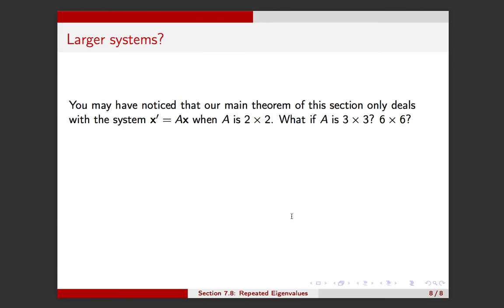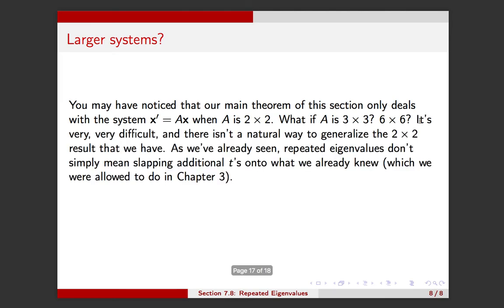Okay, so let me conclude this by talking about what happens with larger systems. The main theorem of the section only handles 2 by 2 matrices. What if you have a 3 by 3 matrix? What if you have a 6 by 6 matrix? Whatever, right? So a 6 by 6 matrix would mean 6 functions, 6 equations, right? So you have 6 unknowns with 6 differential equations. Here, 3 unknowns, 3 DEs, etc., right? How would you handle that?